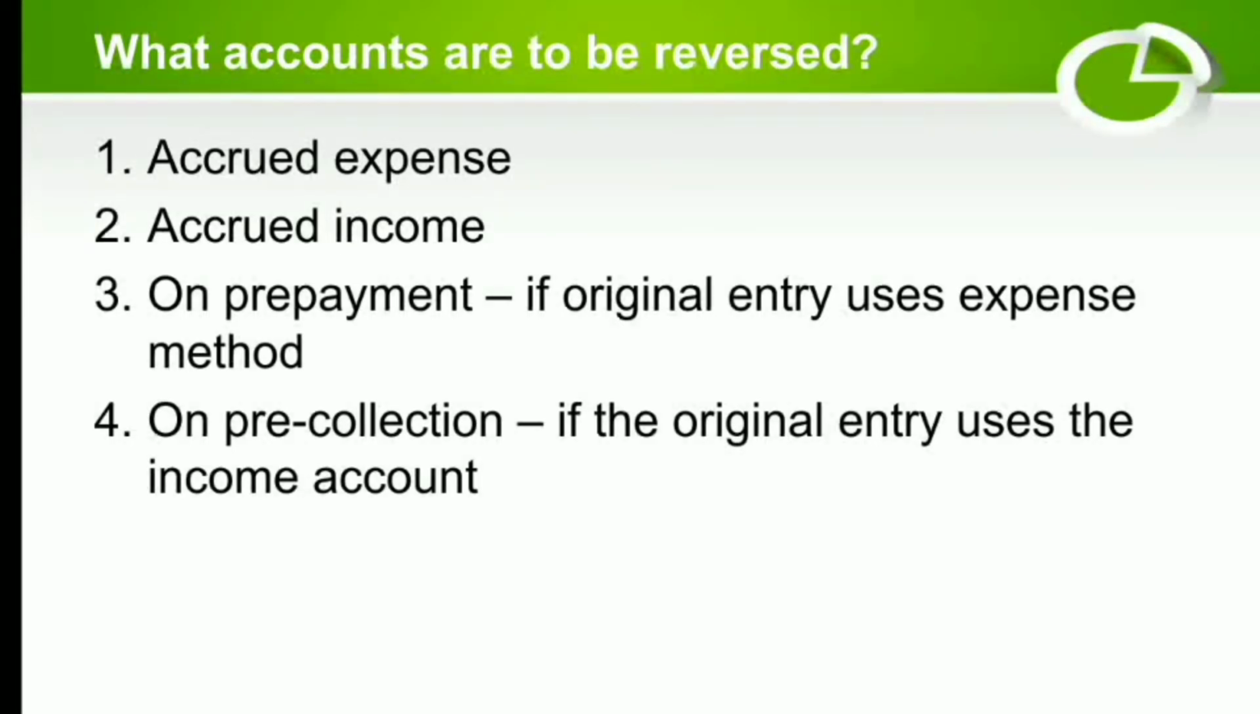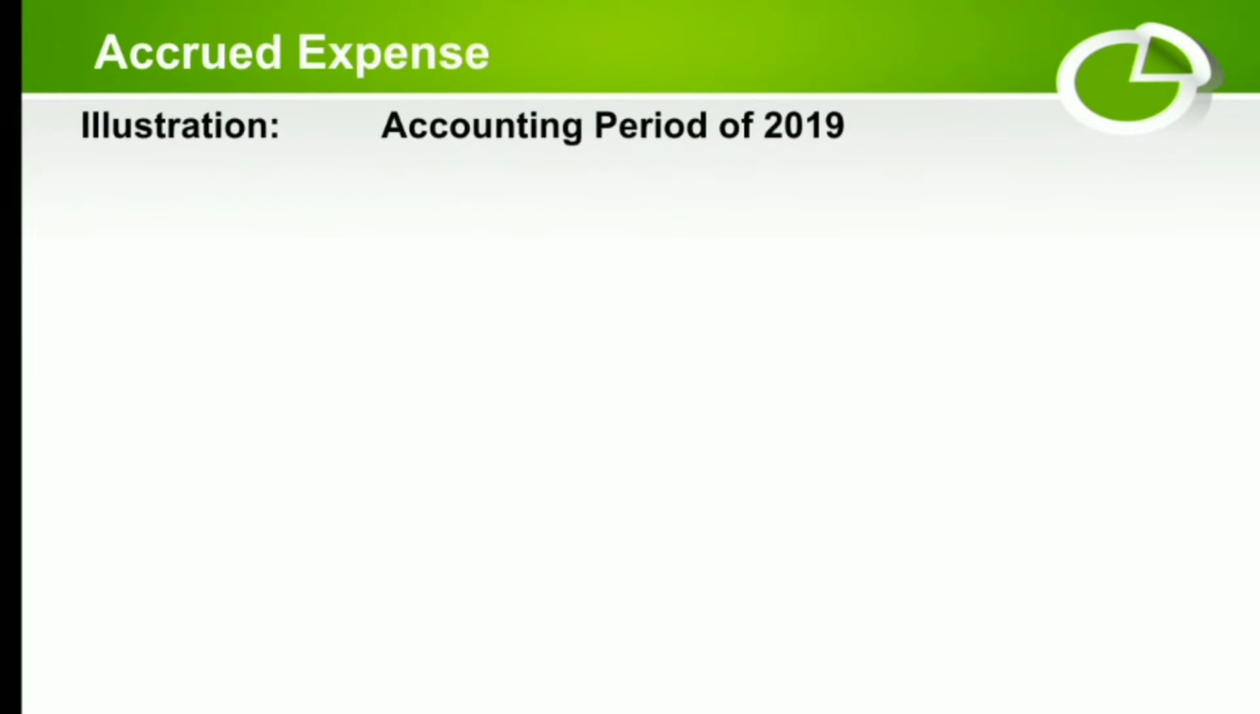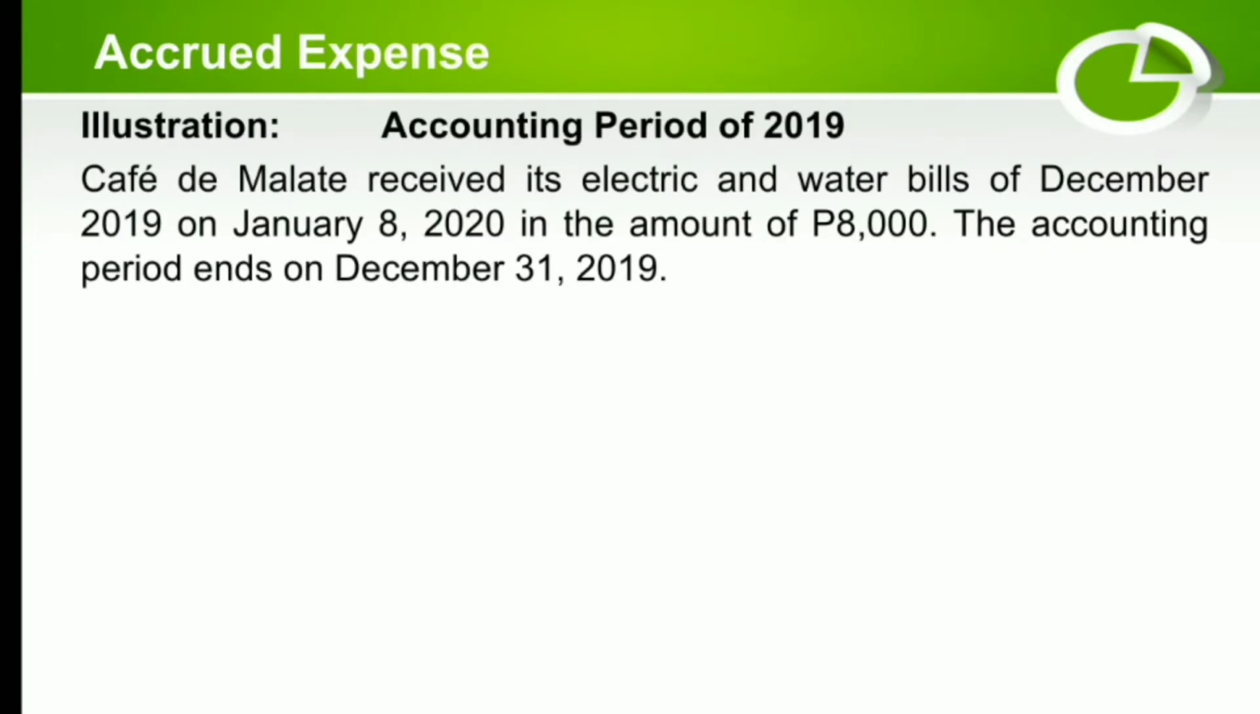For accrued expense and accrued income, since these two are handled in the same manner, we will be discussing the accrued expense only. As I said, the accrued income is handled in the same way as the accrued expense. So we have here an illustration for the accrued expense. Cafe de Malate received its electric and water bills of December 2019 on January 8, 2020, in the amount of 8,000 pesos. The accounting period ends on December 31, 2019.